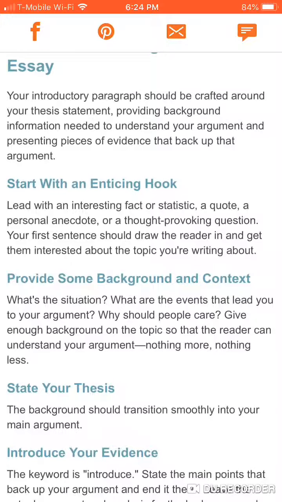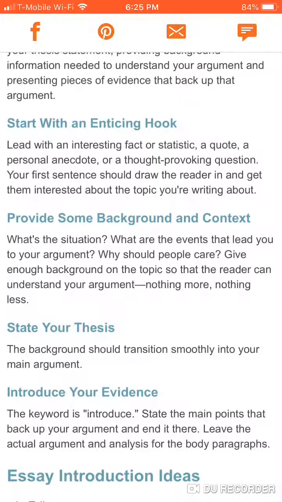The background should transition smoothly into your main argument. Introduce your evidence. The keyword is introduce. Briefly state the main points that back up your argument and end it there. Leave the actual argument and analysis for the body paragraphs.